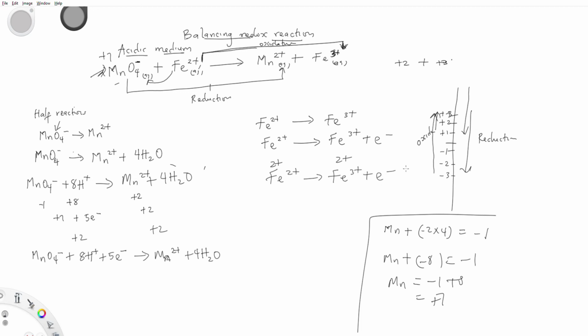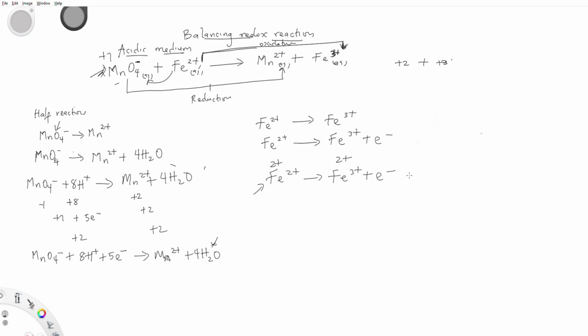Now it is balanced, so all we just need to do is compare these two, this one and this one, and balance them if there's anything that needs to be balanced, because we're going to combine everything into one. In the end, we can see that we have 5e here and we have 1e here. That's the only thing that isn't balanced on both sides.